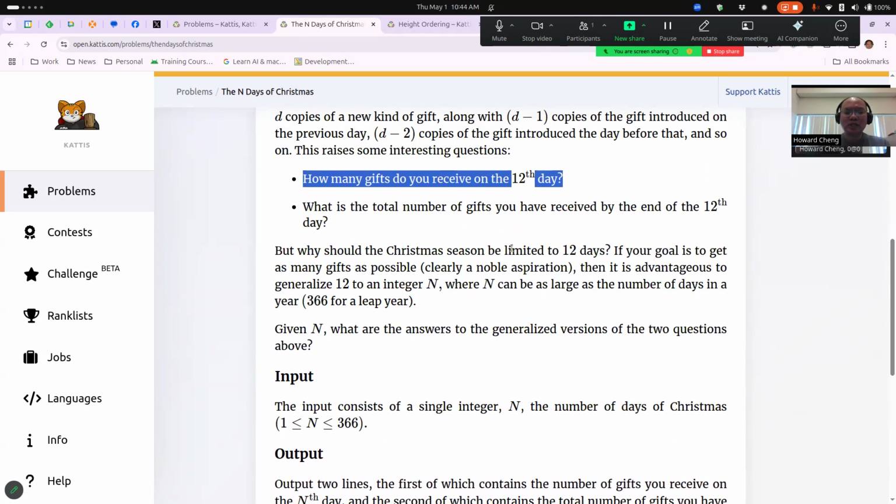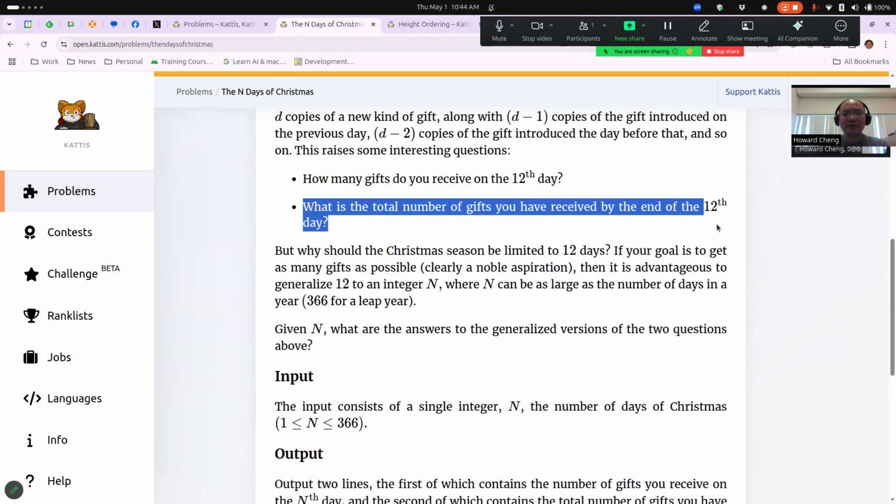And also, what is the total number of gifts you have received by the end of the 12th day? So not only do you want to know what you got from the 12th day, you want to know what you got from the 11th day, 10th day, and so on all the way to the beginning.